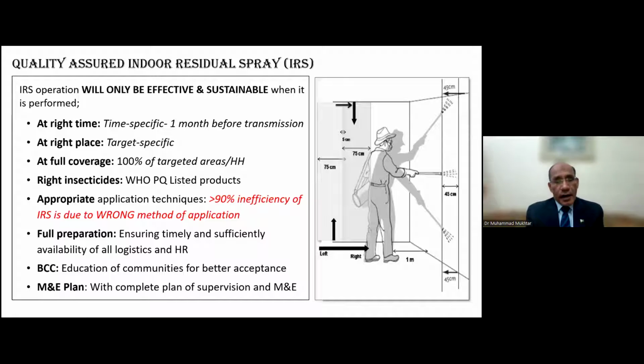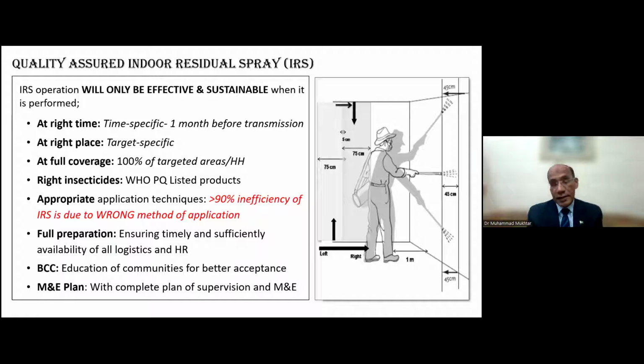As I mentioned in my previous slide, IRS operation will only be effective and sustainable when it is performed with certain criteria and principles or SOPs, like the right time-specific intervention, that, as I mentioned, 1 month before the transmission. If you apply the IRS when the peak transmission is going on, you can't get the impact of the IRS. And at the right place, you must apply the IRS at the target site, which means that if you have an area which qualifies for IRS and you have not done IRS, then there are some issues with the quality of the IRS.